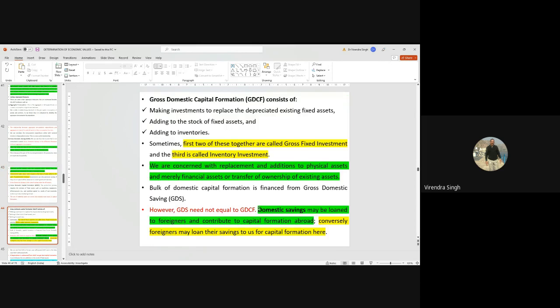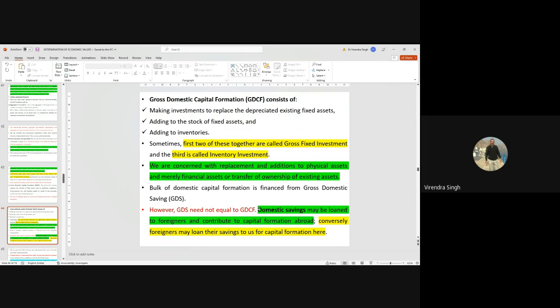Another measure is gross domestic capital formation. It consists of these things. One, making investment to replace the depreciated existing fixed assets. As displayed in the earlier slide, this is of three types: making investment for replacing the existing capital asset, or adding to the stock of finished fixed assets, or adding to the inventories.